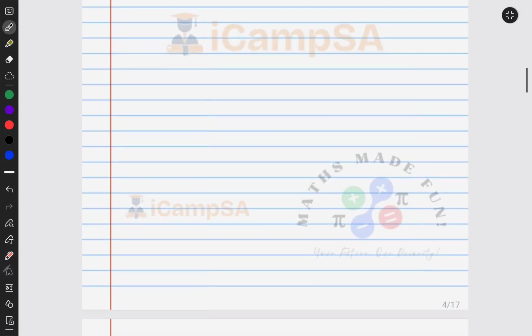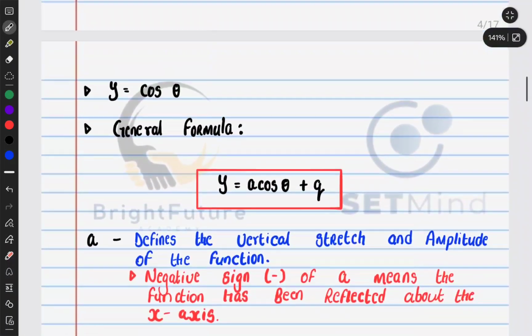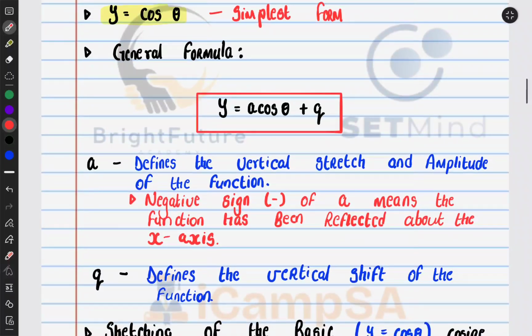Okay, let's go ahead and do the cosine function. The simplest form of the cosine function is what? It is y is equal to cos theta, without shifting or doing anything. This is the simplest form of the cosine function. And then next we have the general formula for the cosine function, which is y is equal to a cos theta plus q. We have those variables a, cos theta, and q.